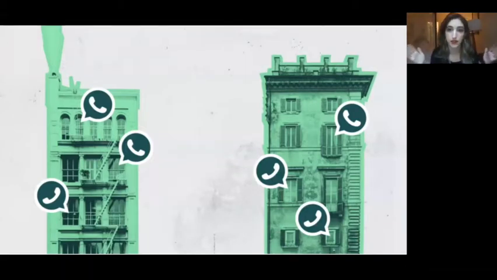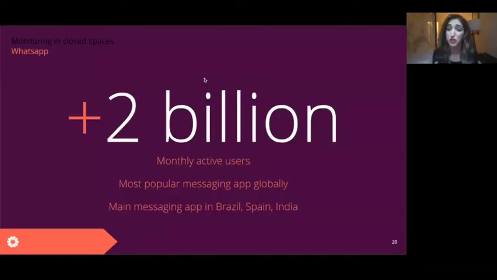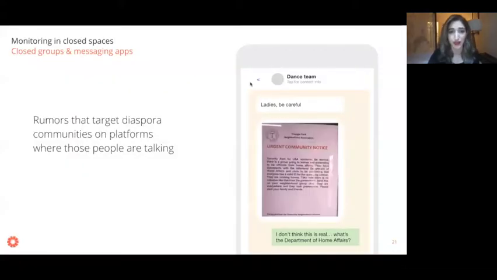I want to talk a little bit about WhatsApp for just a second, because WhatsApp is the most popular messaging platform in the world right now. It has 2 billion monthly active users. It's the most popular messaging app globally. It's the main messaging app in Brazil, in Spain, and India. India is now WhatsApp's largest market in the world. There are more than 400 million, I believe, monthly active users. And it's really important in Latin America as well. So WhatsApp is a platform that we're thinking about a lot.